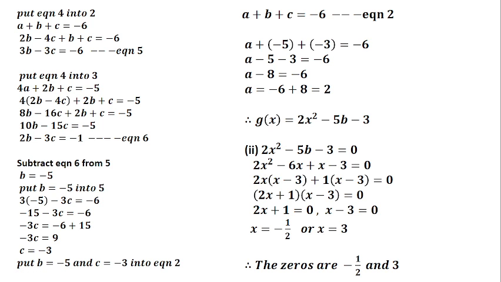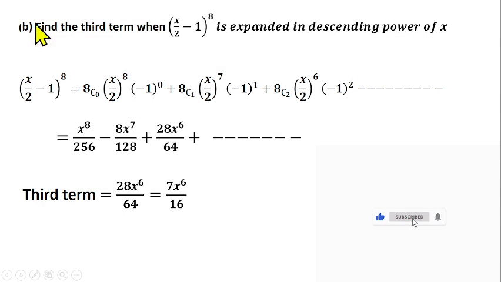Very interesting and long. Question number 10b is from binomial expansion. You have to find the third term when s over 2 minus 1, raised to power 8, is expanded in descending power of s. So like I said, this is a binomial expansion.